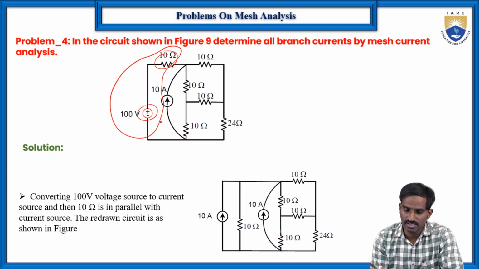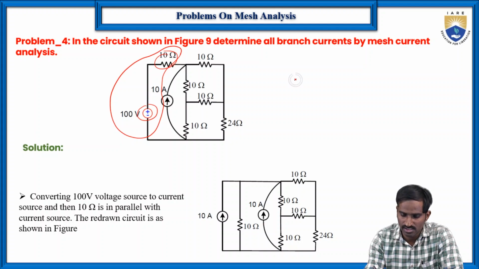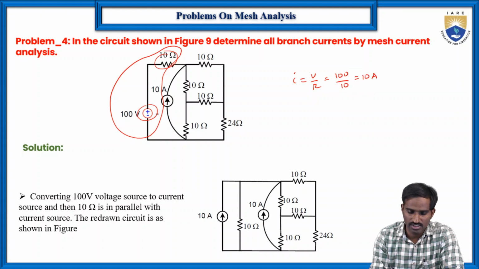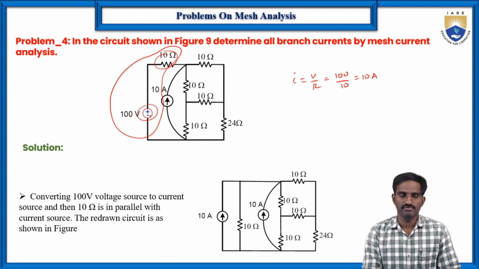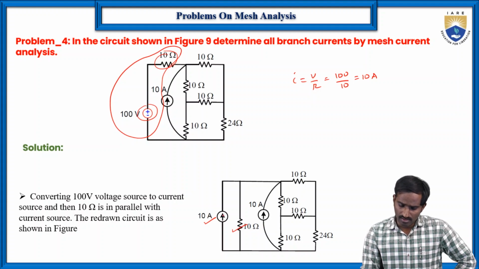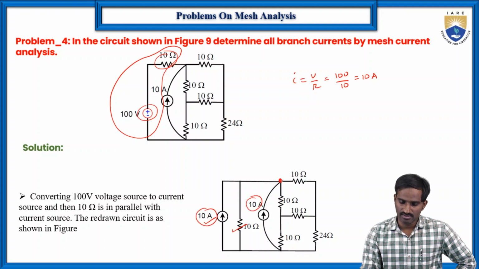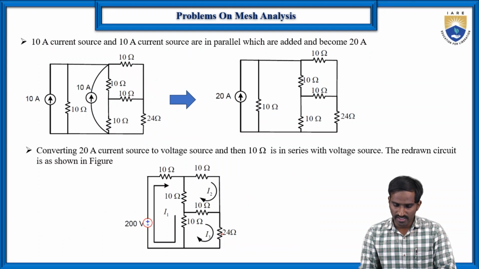How do we transfer it into a current source? Here I is equal to V by R. V is equal to 100 and R is equal to 10, so you get 10 amperes. That's why this voltage source can be transformed into a current source, and the resistor we have to place in parallel with this current source. So we are replacing it with 10 amperes and 10 ohms. And again, as you can see, this 10 ampere and this 10 ampere current source are connected across the same terminals, so we can replace them.